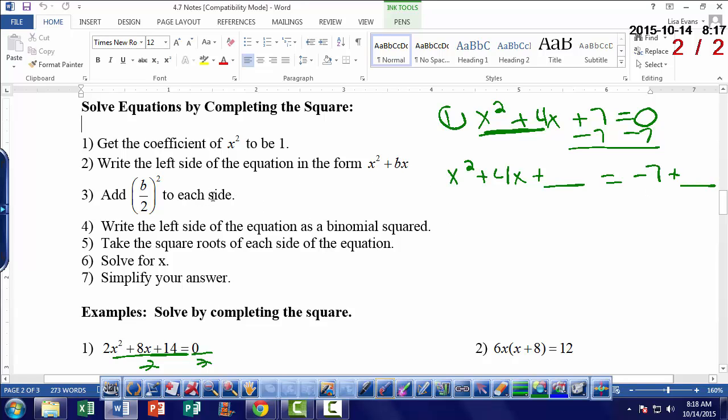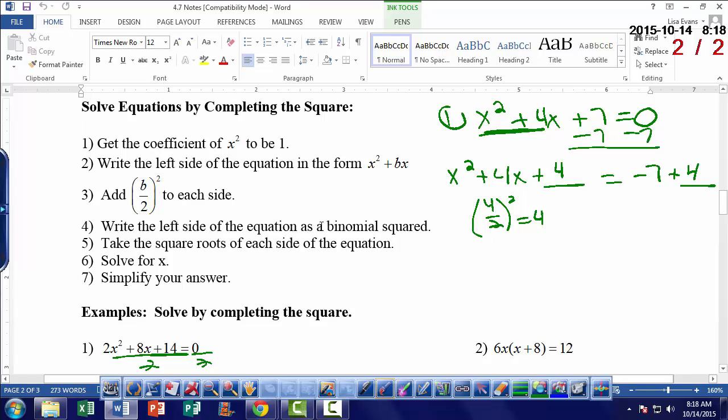The third step is to do our b squared divided by 2 and add that to each side. So 4 divided by 2 squared. 4 divided by 2 is 2. 2 squared is 4. This is just like when we are getting fractions, getting a common denominator for fractions. What we do to the top, we must do to the bottom. So what we do to the left side of an equation, we must do to the right. So we're going to add 4 to the left, and we're going to add 4 to the right.